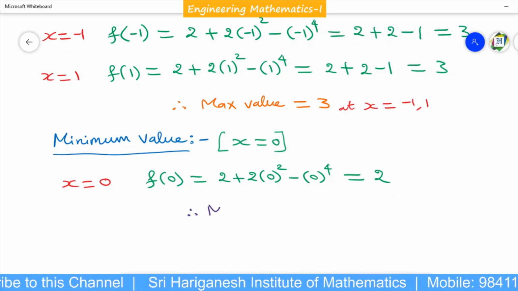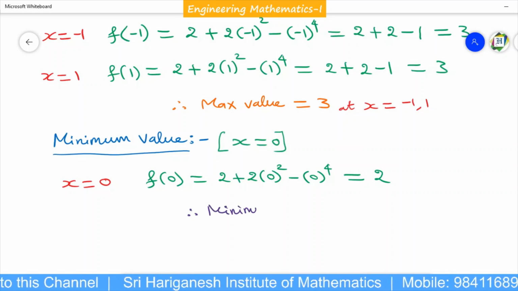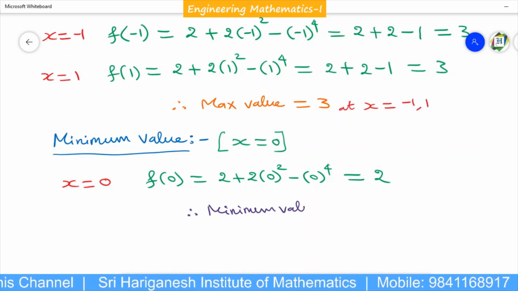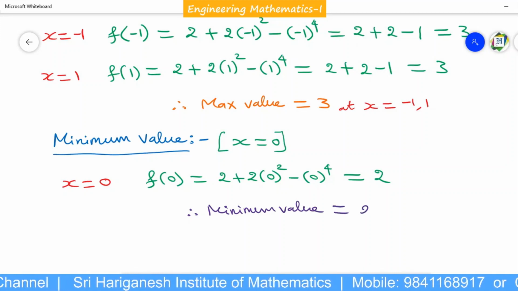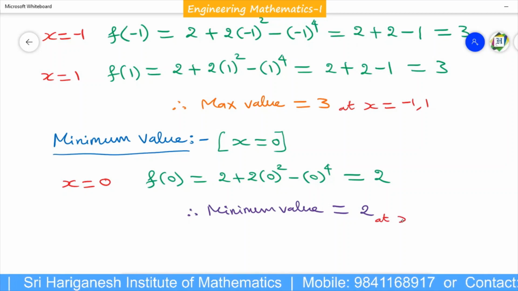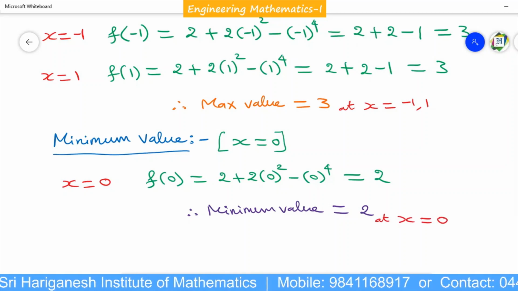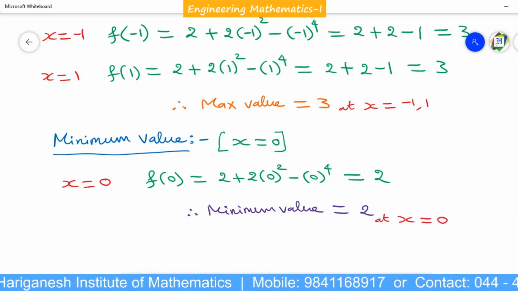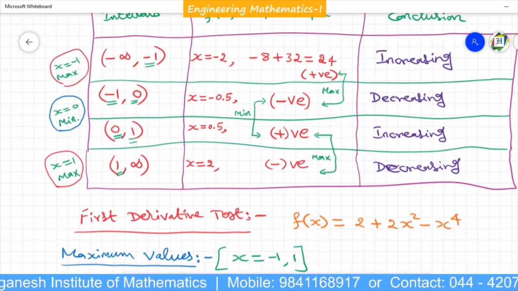Therefore, the minimum value is equal to 2 at x equal to 0. Okay. So the second part of the question is also over.